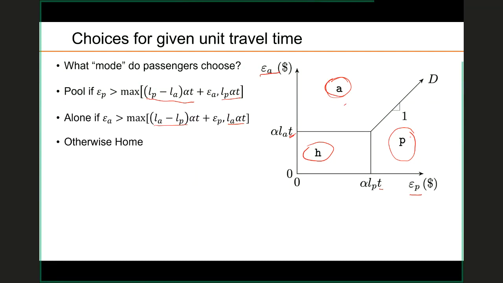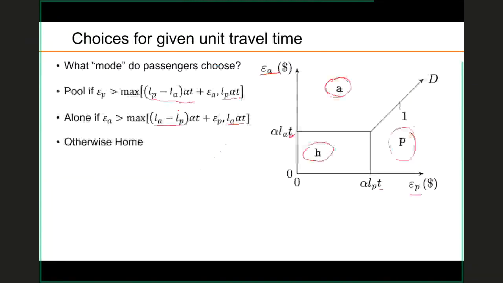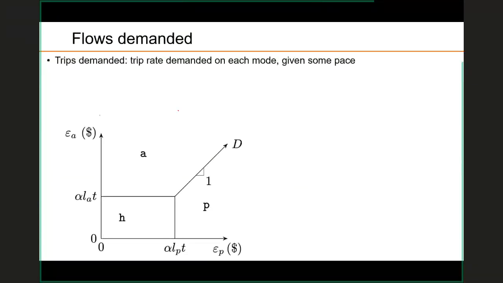So this is also, I think, an original contribution of the paper: thinking of this trimodal choice by plotting it in this type of state space. It makes it easy to reason about who chooses what, and we'll see that in a second when we think about changes in the travel time index, in the unit travel time.